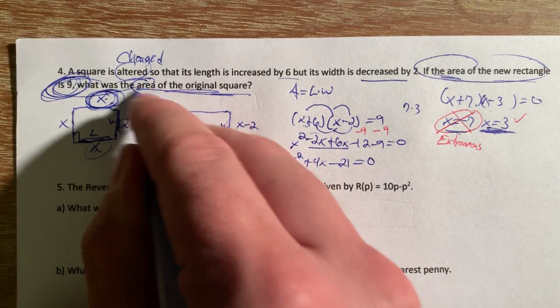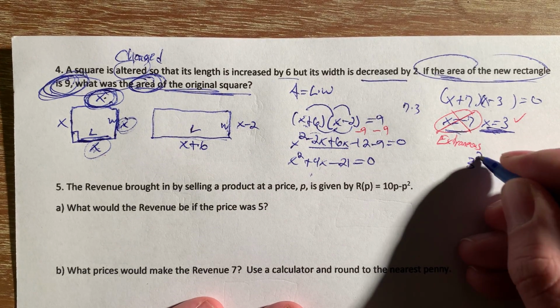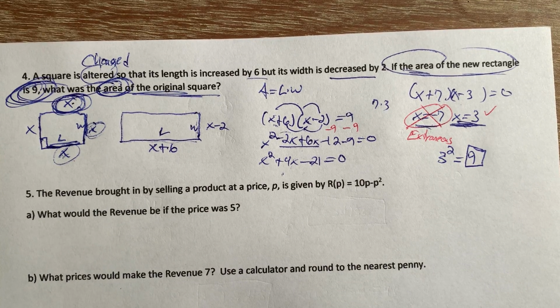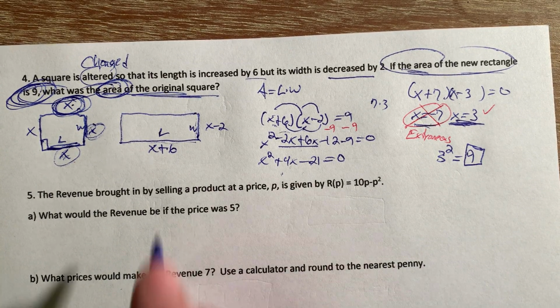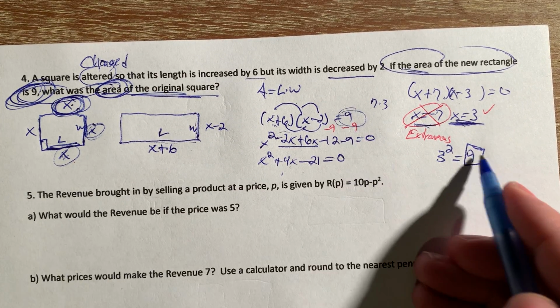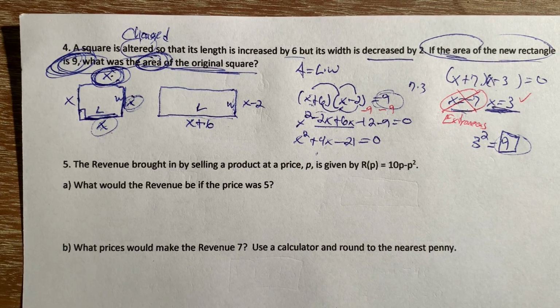And so what was the area of the square? Well, the area is the length times the width, which is x squared. So 3 squared is 9, and that was the area of the original square. Which is kind of crazy that even though they completely changed the length and the width, this new rectangle had an area of 9, and the original square also had an area of 9. That surprised me. I did not expect that to go that way.